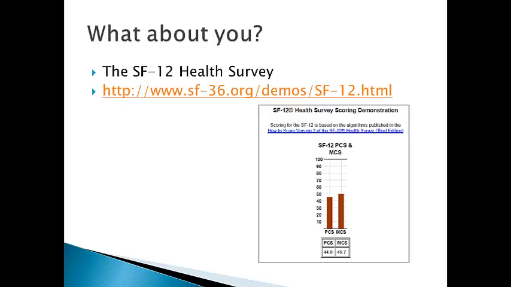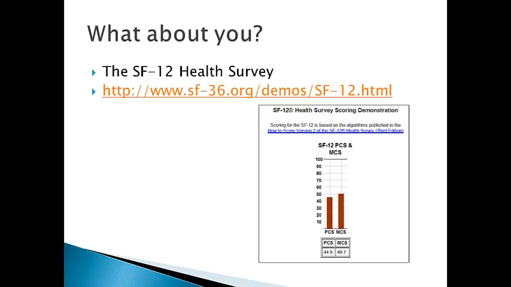The SF-12 is a very short questionnaire which assesses your physical and mental health. It should take you less than 5 minutes to complete. Your results page will look like the one on this slide. As you can see, there are two scores, a PCS score, which is your physical health, and an MCS score, which is your mental health. Write down these scores. Both scores have a range of 0 to 100, with higher scores equaling better health.